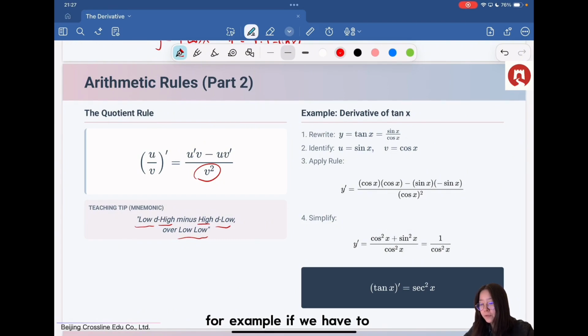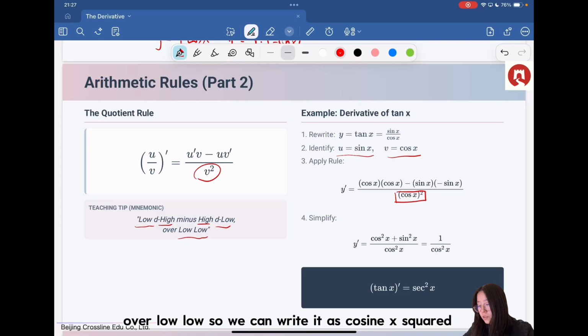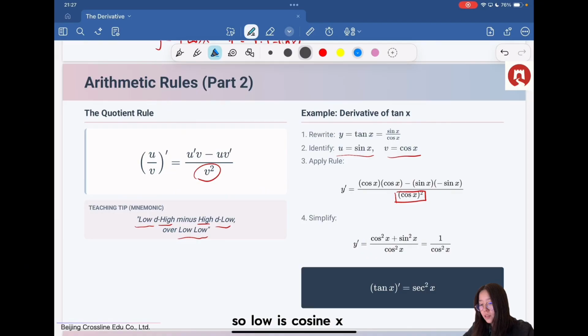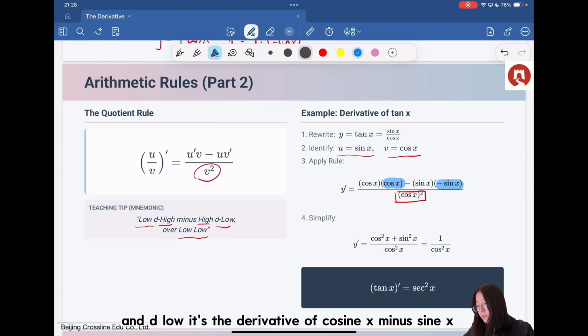For example, if we have to differentiate tangent x, which equals sine x over cosine x, so we have u equals sine x, v equals cosine x. Then the derivative of tangent x is over low, so we can write it as cosine x squared. And the numerator becomes low d high, so low is cosine x, and d high, the derivative of sine x, is cosine x, minus high d low, high is sine x, we don't have to change it, and d low, the derivative of cosine x, is minus sine x.